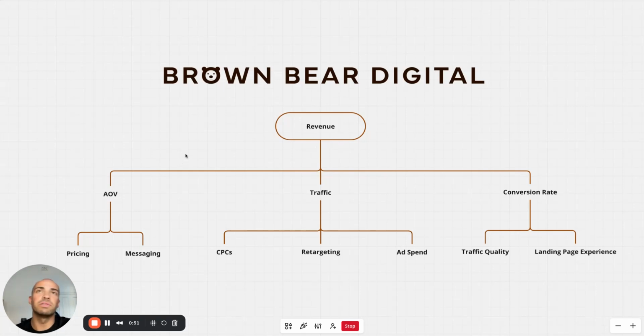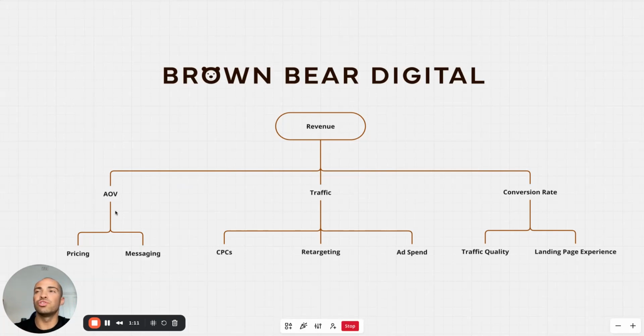The three initial levers that I will look at to measure what is going on within that account, to see where we can make changes to help improve performance, are your AOV, your traffic, and your conversion rate. So individually, how do you isolate these and look at them to understand and measure where the changes are coming from and what can be done to improve performance?